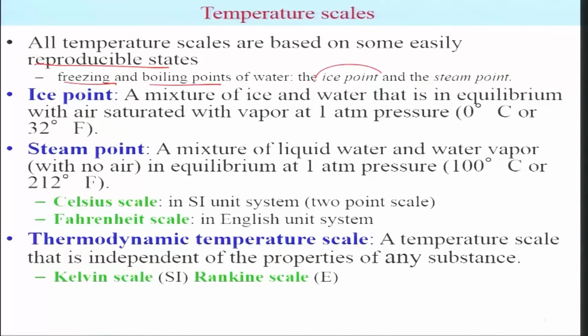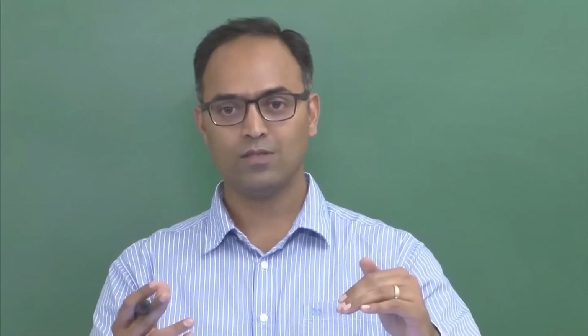Now they are defined as ice point and steam point. So let's look at what is ice point. Ice point is nothing but a mixture of ice and water that is in equilibrium with air saturated with vapor at 1 atmosphere. So at this condition you have air as well as water vapor, because you are conducting this experiment at certain conditions which is open to air, okay.